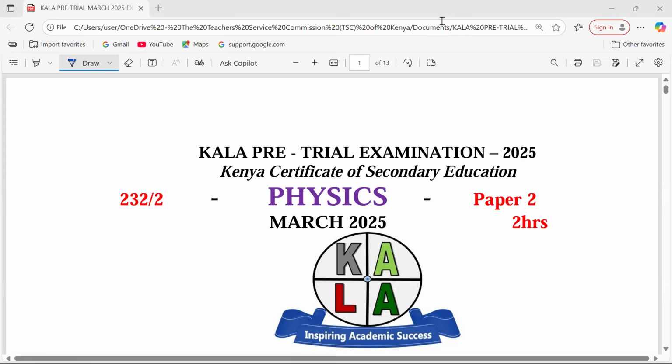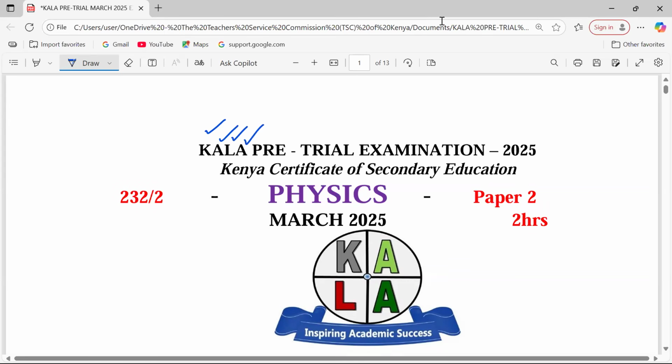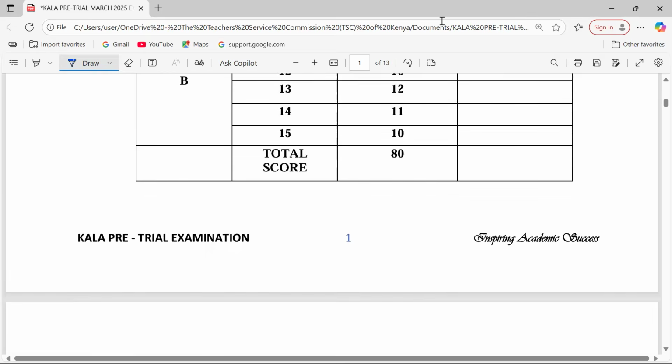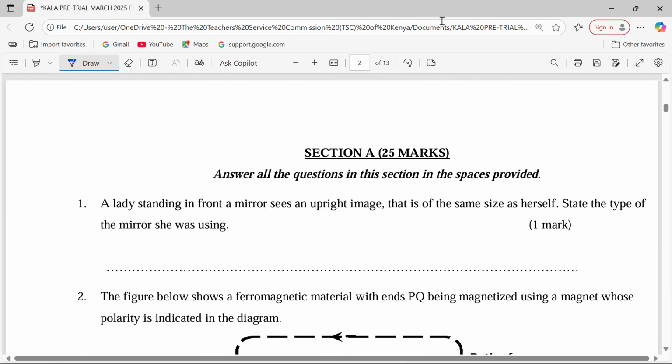We're going to discuss the Kenya pre-trial examination 2025, a very serious exam, and I hope you are going to benefit from this. It is for Kenya High, Alliance High, Lenana High, and Alliance Girls. So that's a joint exam for the 4 schools. Cooperate through this session until the end.